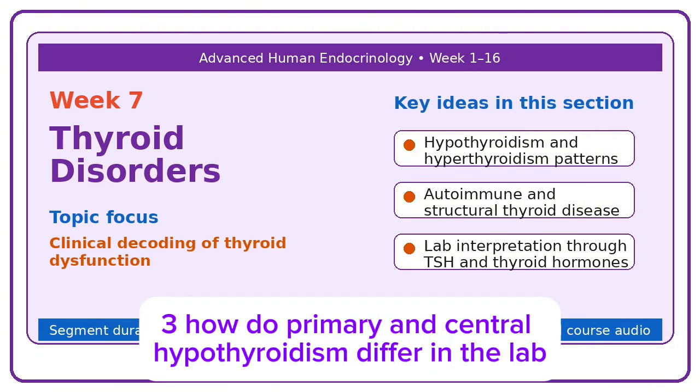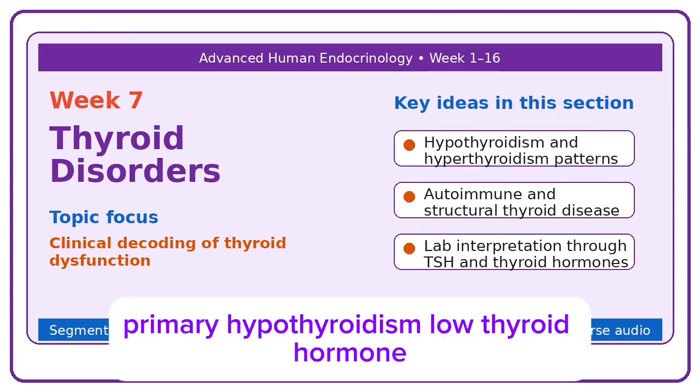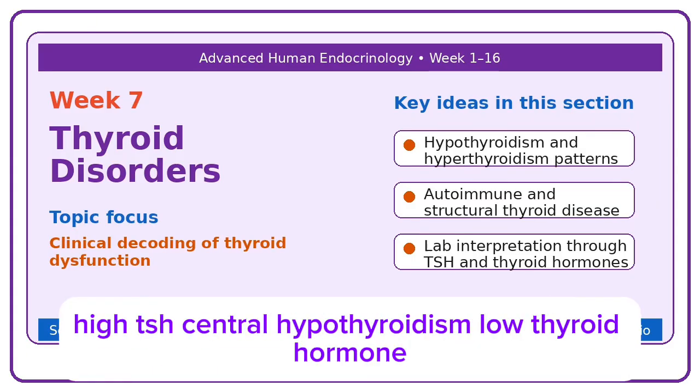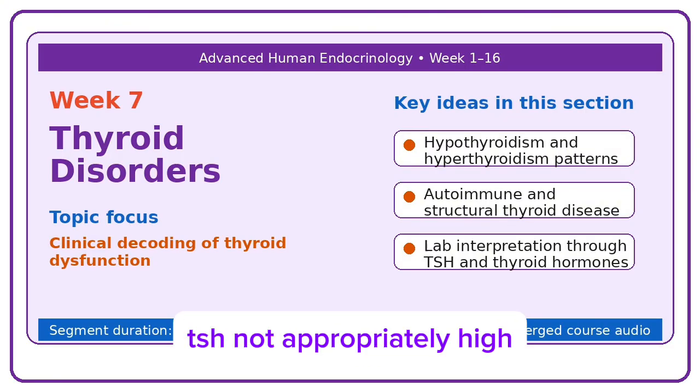3. How do primary and central hypothyroidism differ in the lab? Primary hypothyroidism: low thyroid hormone, high TSH. Central hypothyroidism: low thyroid hormone, TSH not appropriately high.